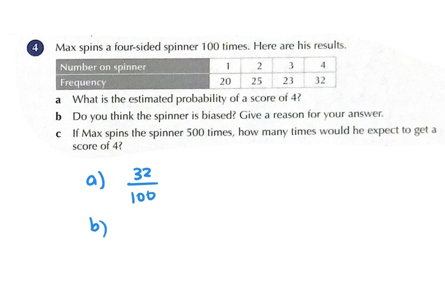So if you said fair, you should give a reason. Biased, give a reason for that. But the rule: if the probability for each one is equal, 0.25, closer to 0.25, and this closer to 0.25, and this closer to 0.25, then we can say that this is fair. Understood? Yes.